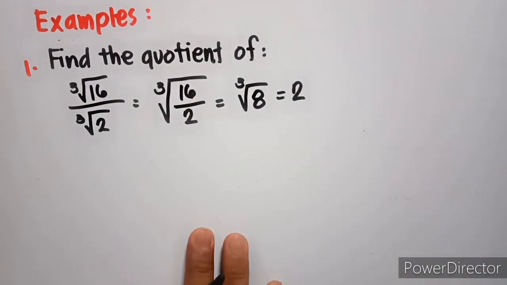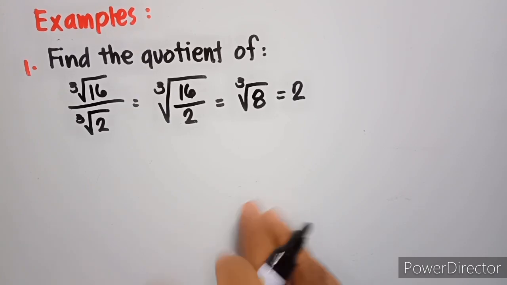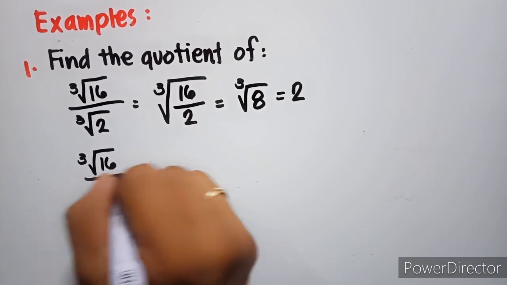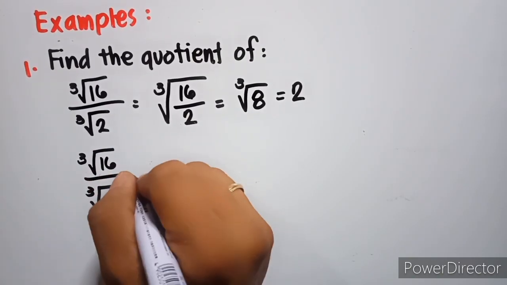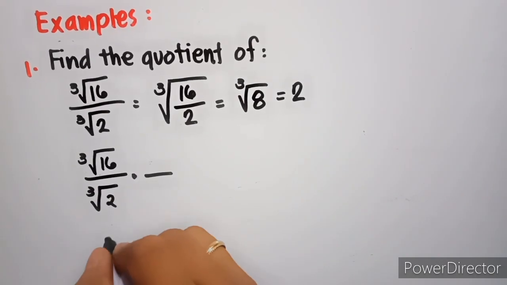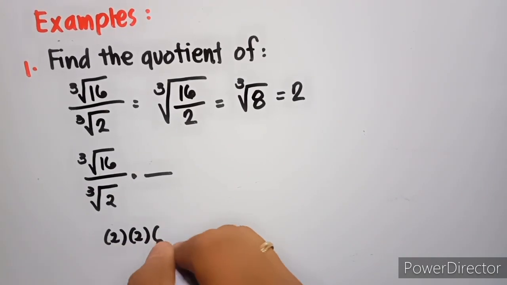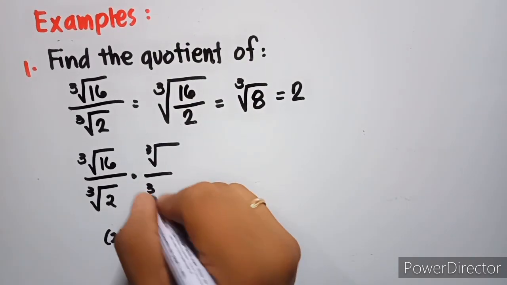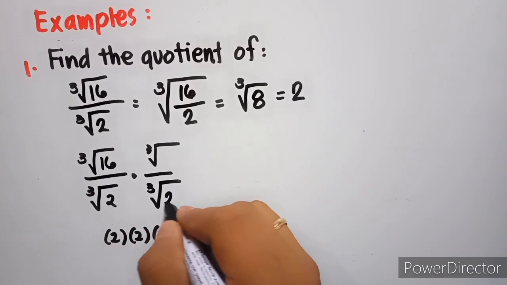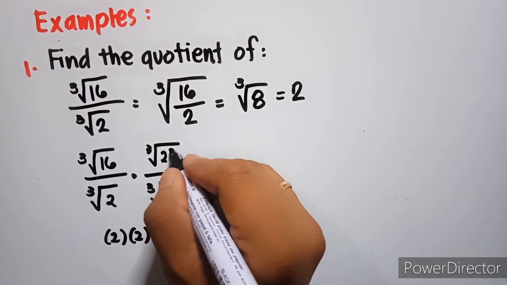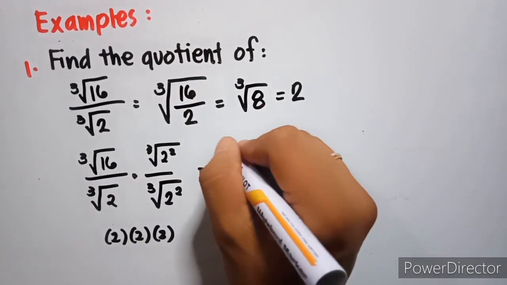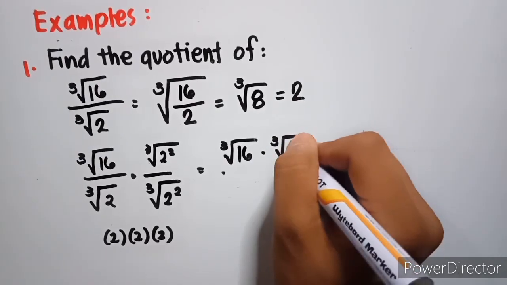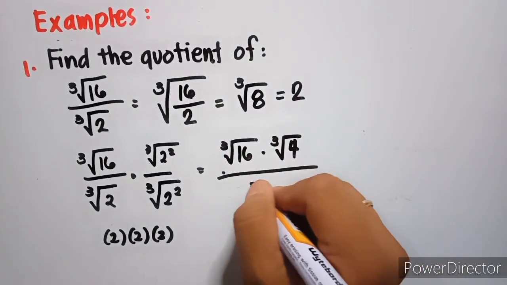Kung gusto niyo mas mahaba, pwede rin naman. Pwede niyo i-rationalize siya. So, paano siya i-rationalize? Cube root of 16 over cube root of 2 times... So, 2, kailangan pa natin ng dalawa para maging 8. So, magiging siyang cube root. Meron na tayong isa, so hinahanap natin ay dalawa pa. So, 2 squared. So, this is equal to cube root of 16 times cube root of 4 over cube root of 8.